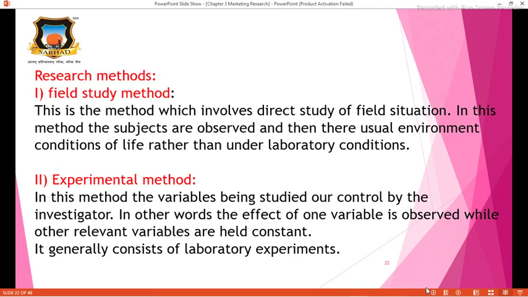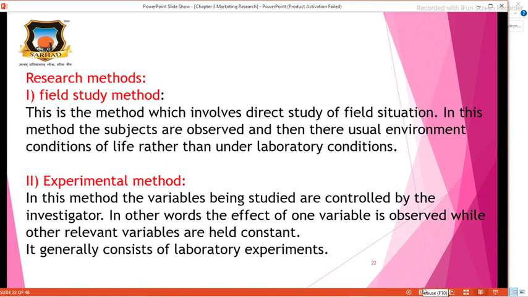The second is the experimental method. In this method, the variables being studied are controlled by the investigator. In other words, the effect of one variable is observed while the other relevant variables are held constant. It generally consists of laboratory experiments.